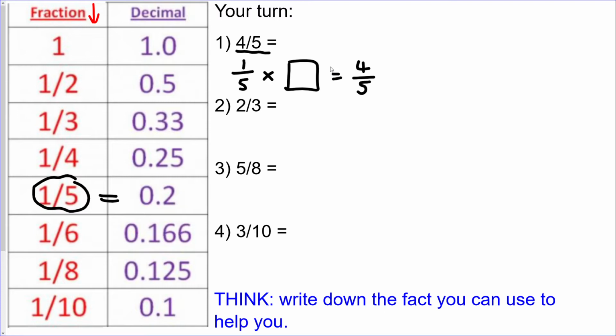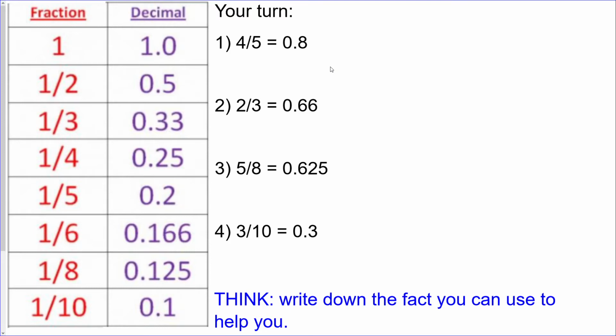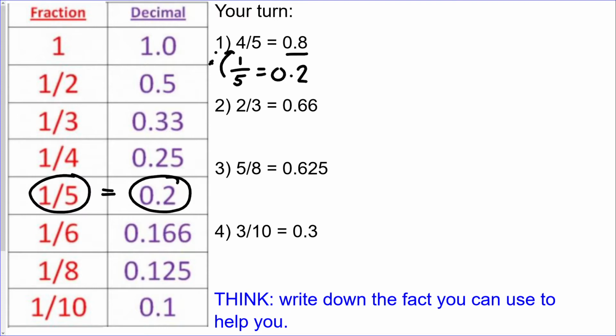Right, you should have given yourself enough time to do those 4 questions. Let's go through them together. Now, what fact do I know that can help me with 4/5? I know that 1/5 is equal to 0.2. So to get from 1/5 to 4/5, I times by 4. And to get from 0.2 to 0.8, I multiply by 4. And that links back to what we did before. We find the facts that we know off by heart which can help us.